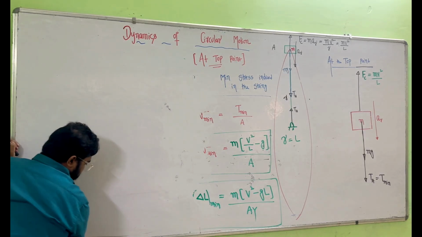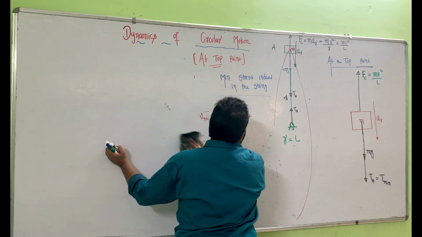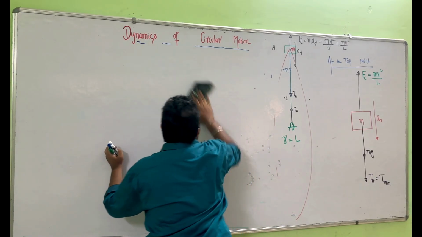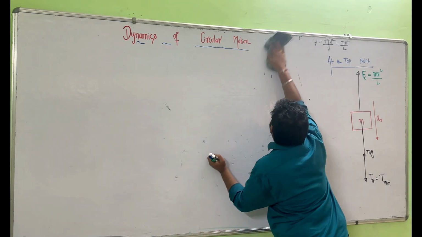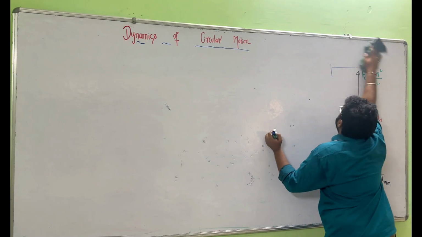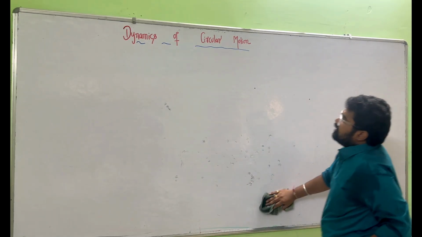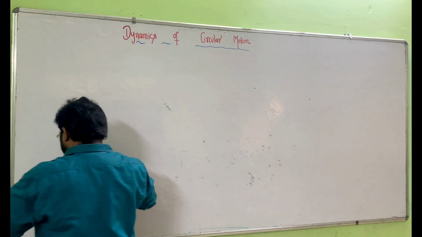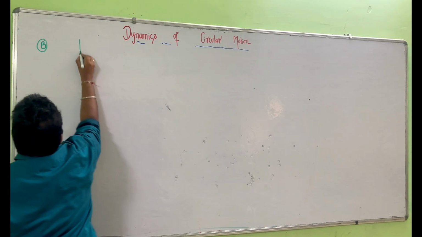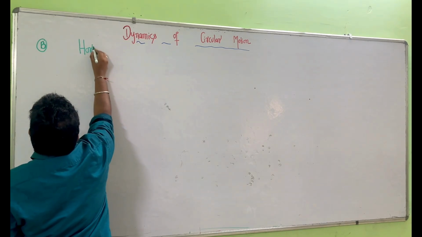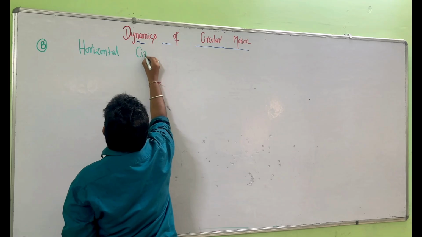This is vertical circular motion. Horizontal circular motion means no effect of gravity. See this, horizontal, case B. Write down case B, horizontal circular motion.